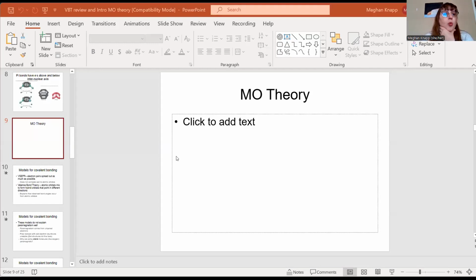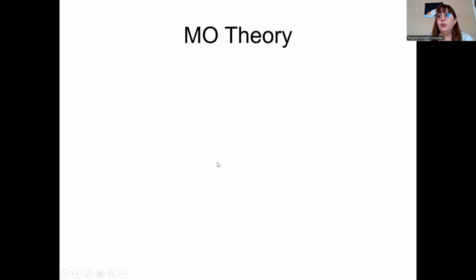So I keep mentioning that our VSEPR theory and our valence bond theory work really well when we're talking about organic molecules, especially things that have to follow the octet rule, but they're not so great when you're dealing with inorganic compounds. So I don't really love the idea of an sp3d hybrid orbital. As an inorganic chemist, we would be thinking about that in a different way. So we're going to look at another kind of theory that explains bonding.